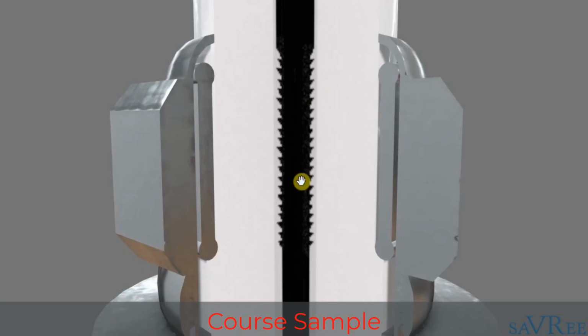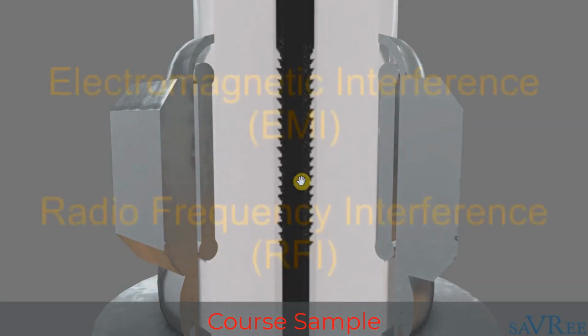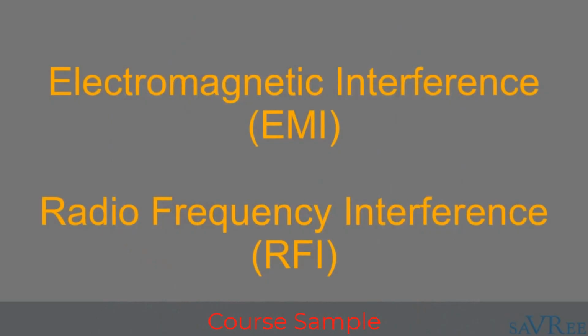Now the resistor is there to reduce the amount of electrical interference or noise that is created when we get our spark created by the spark plug. People refer to this as electromagnetic interference or radio frequency interference.